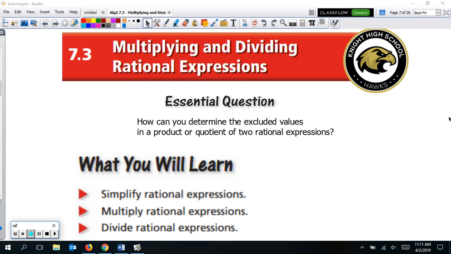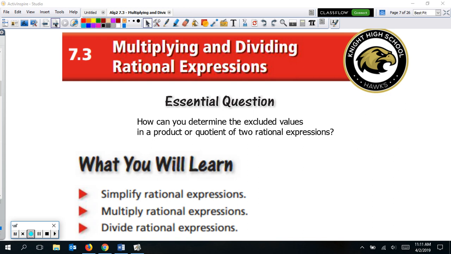Hey everyone, so here we are with 7.3 as we're starting to get into the operations with these rational expressions. Multiplying and dividing is this lesson. Actually, we're going to look at simplifying rational expressions first, just to get familiar with how to simplify a rational expression, and then we'll multiply and divide.